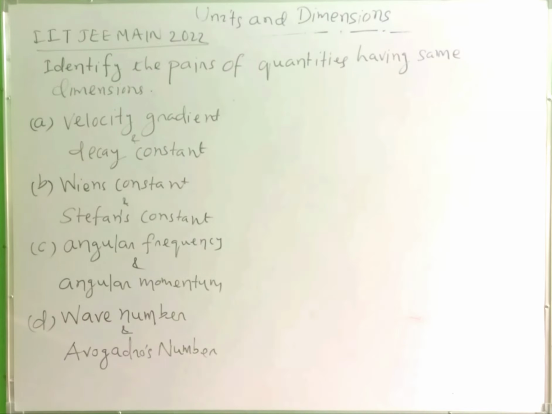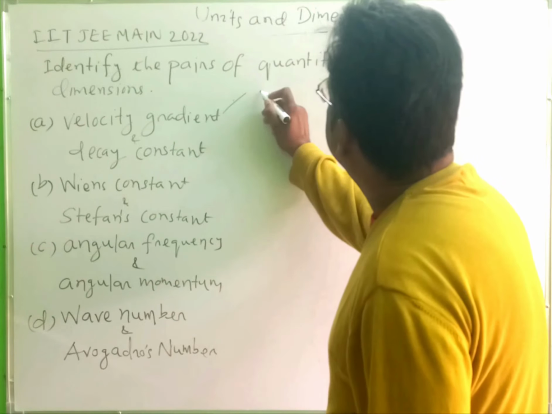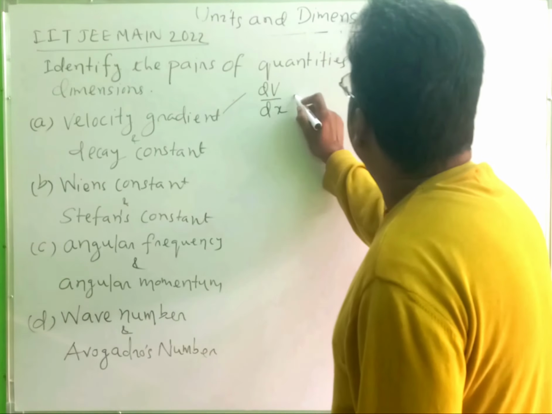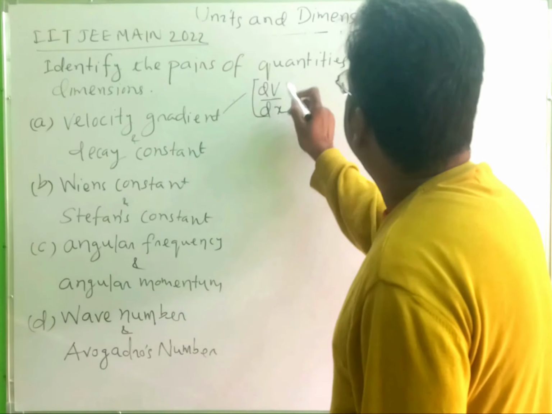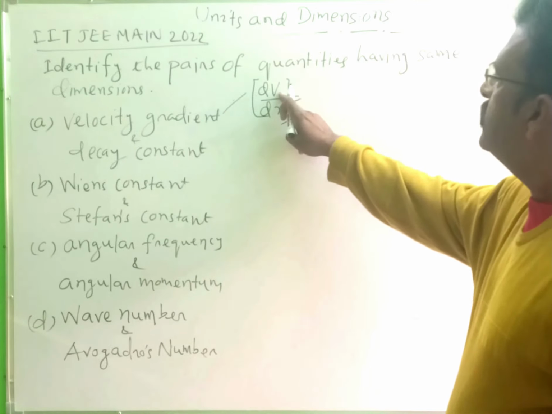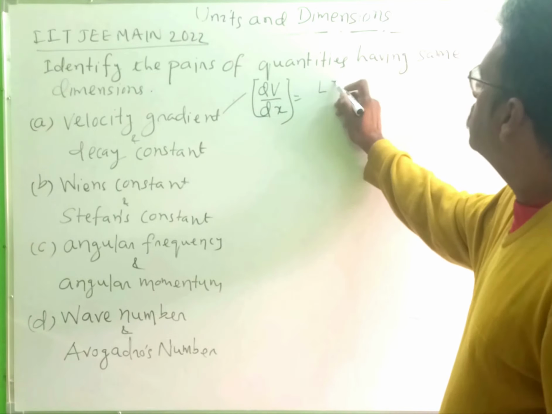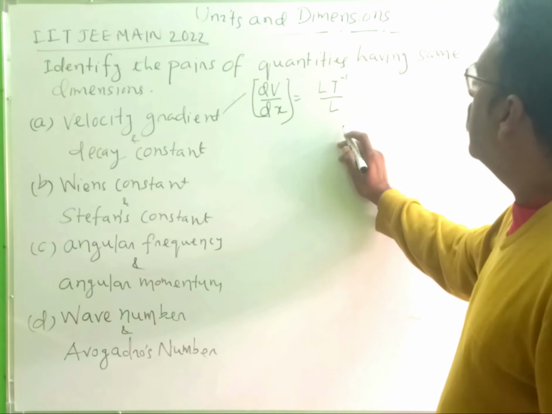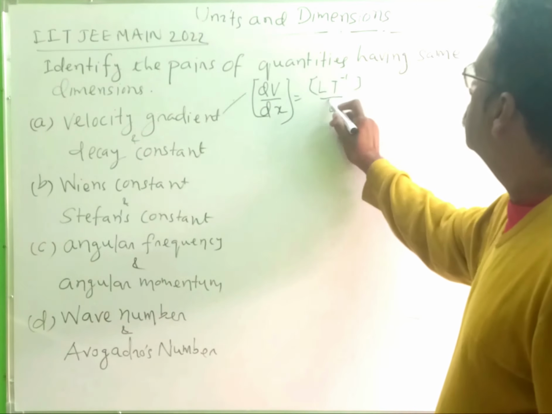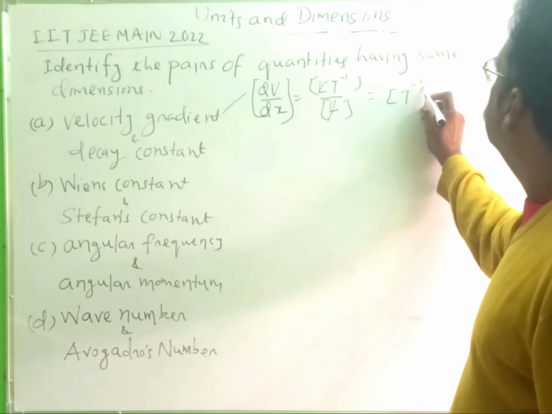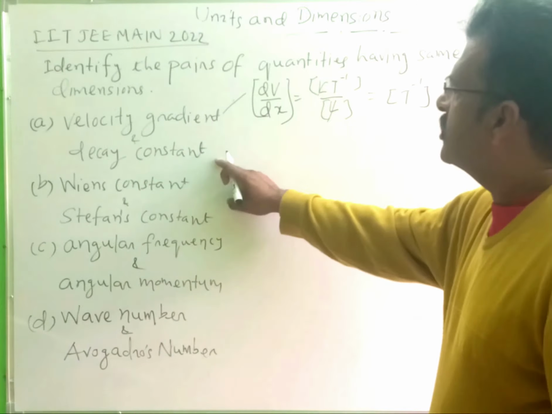Let us begin. What is velocity gradient, student? Velocity gradient is dv by dx. And what will be the dimensional formula for dv by dx, student? dv is also a velocity, so it will have dimensions LT to the power minus 1 and dx will have dimensions L. So students, this L and L will cancel out. It will have dimensions T to the power minus 1. What is decay constant, student?